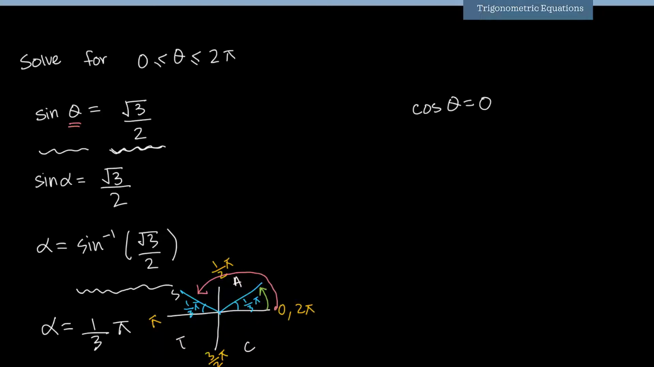The first value of theta, this green value, is equal to the reference angle. So my first value of theta is going to be pi upon 3, and my second value is going to be this red angle. So this is pi upon 3 less than pi radians. So this is going to be pi minus pi upon 3. That is going to give me 2 pi upon 3. So my second value is 2 pi upon 3 radians. This is my answer for this question.